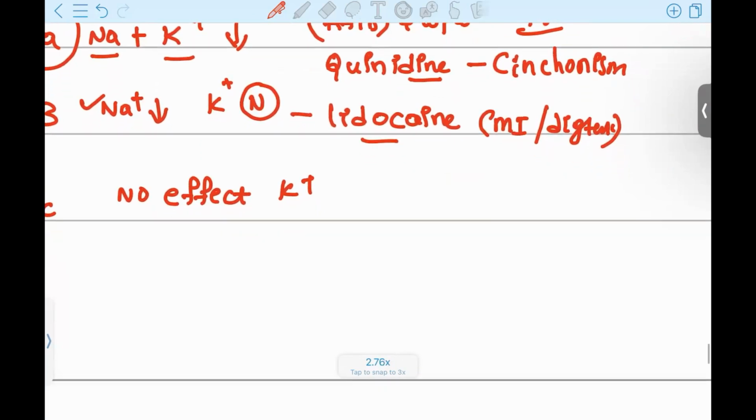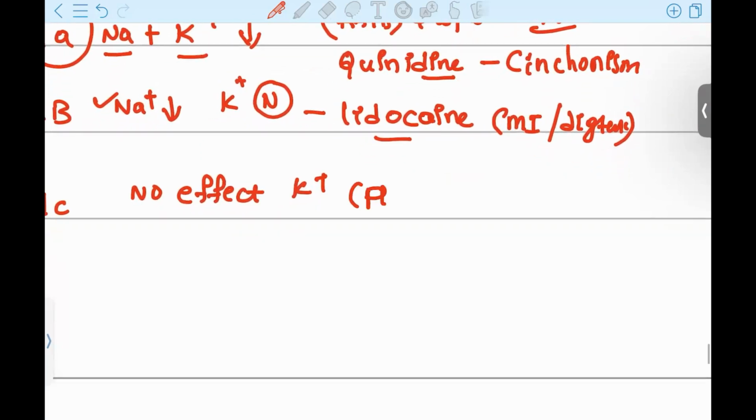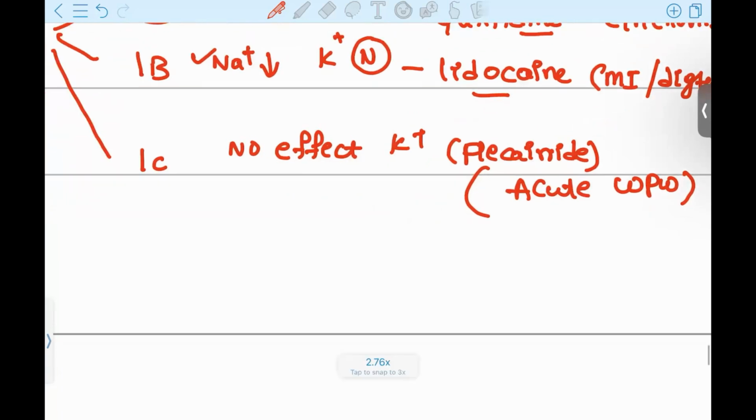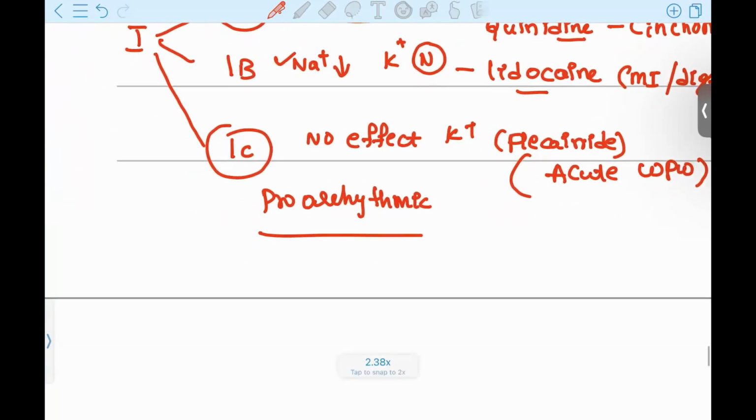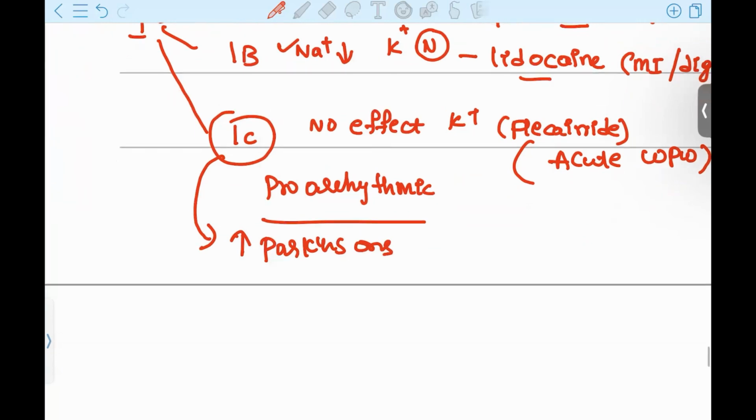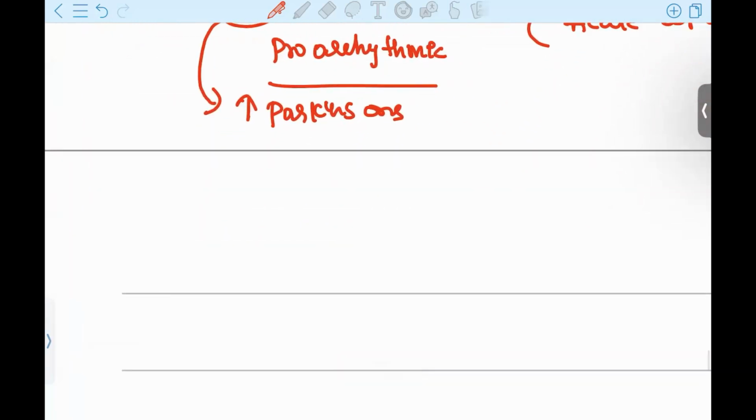In the 1C drugs, we have flecainide. This is given for patients with acute cases of WPW syndrome. In acute cases of WPW syndrome we are going to give it. And these 1C drugs are pro-arrhythmic. This is what you can remember. 1C drugs can also increase Parkinson's symptoms. Parkinson's symptoms also can be increased with these drugs. This is the 1A, 1B, 1C classification.